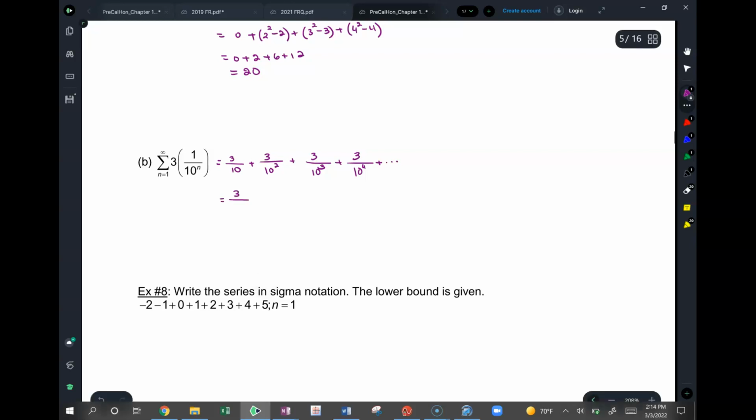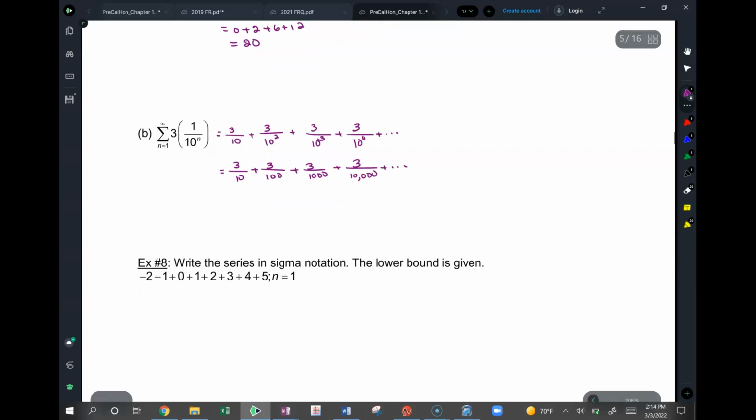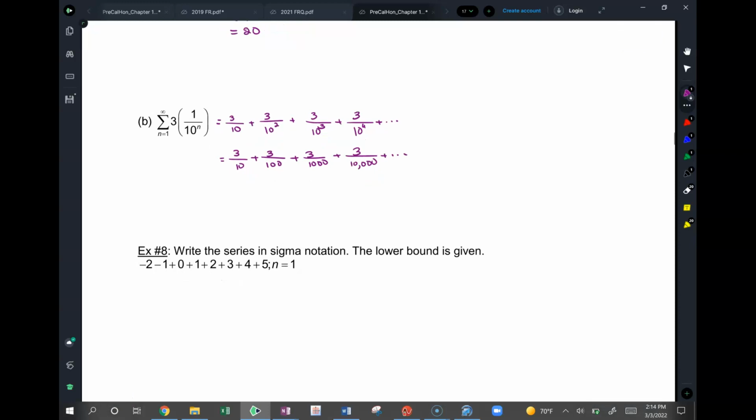So this is 3 over 10 plus 3 over 100 plus 3 over 1,000 plus 3 over 10,000. Okay, that's not any easier. So you know what? Let's just go to decimal, see if that's any easier. So 3 over 10 is 0.3. What's 3 over 100? 0.03. So the number of zeros is how many decimal places there are, right?